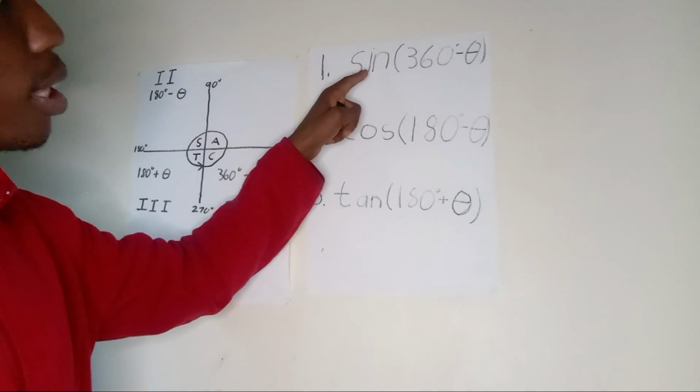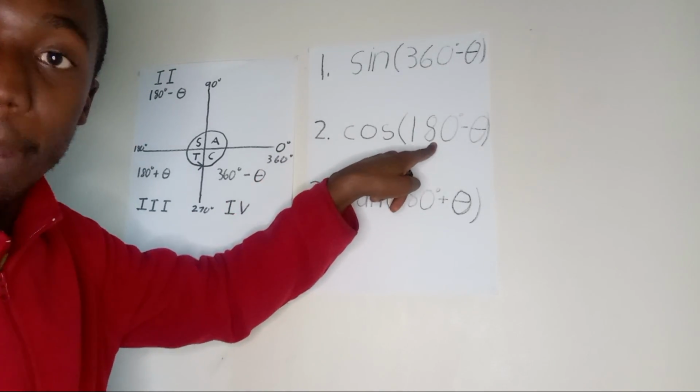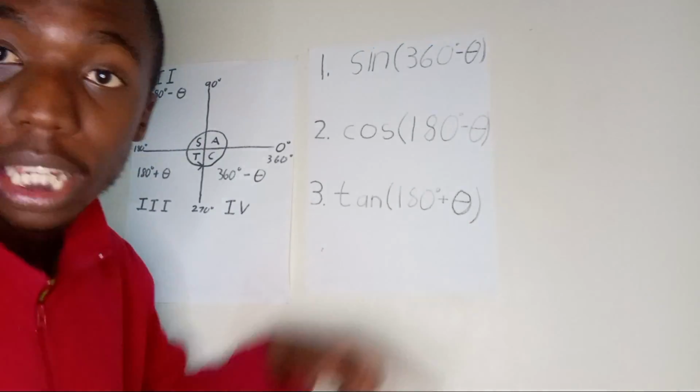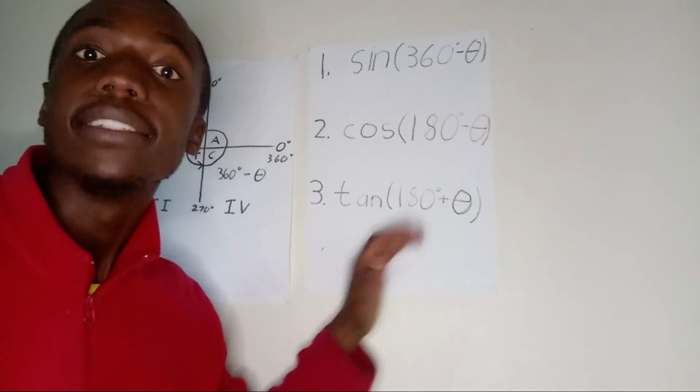So that's sine 360 minus theta. That's cos 180 minus theta. And that's tan 180 plus theta, in case you guys can't see it properly. But anyways, pause the video and solve this and see if you got it right.